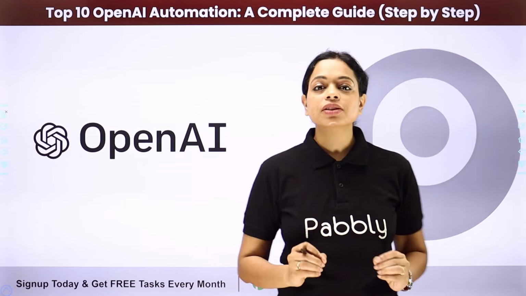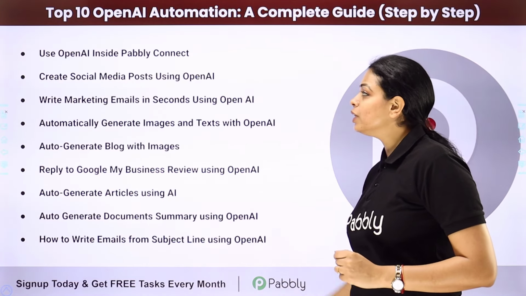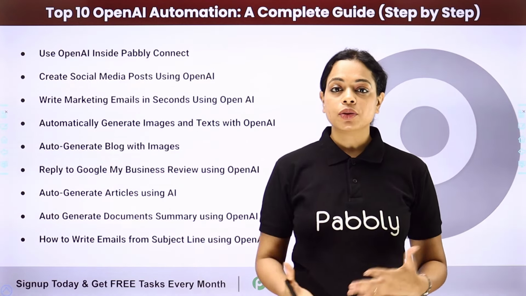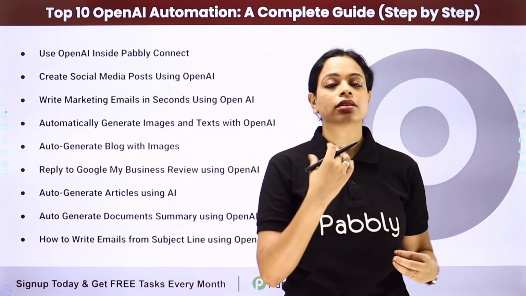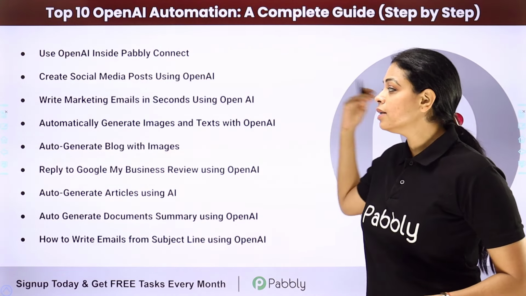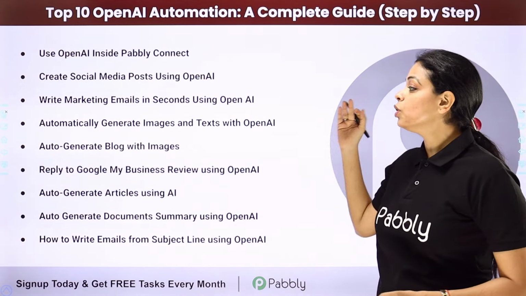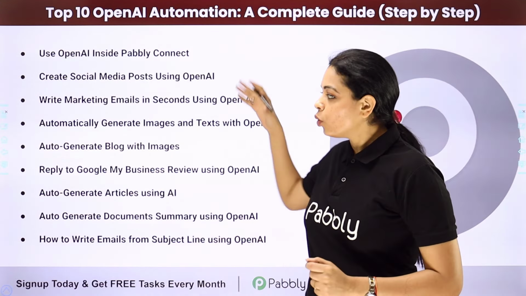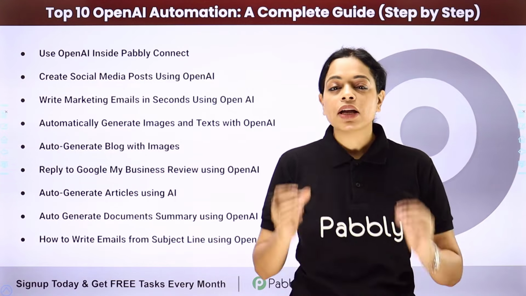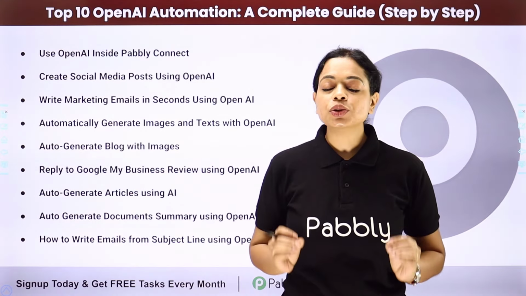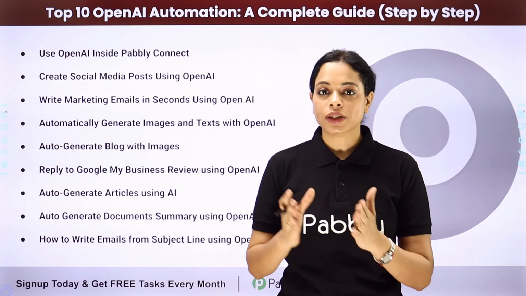So without any further delay, let's understand how you can actually integrate OpenAI with different applications. Thereby, you can create articles, generate social media posts and captions, write marketing emails, generate images and text, or write blogs, etc. So how can you do all these automations yourself without any technical expertise? I'm going to share the step-by-step guide with you.